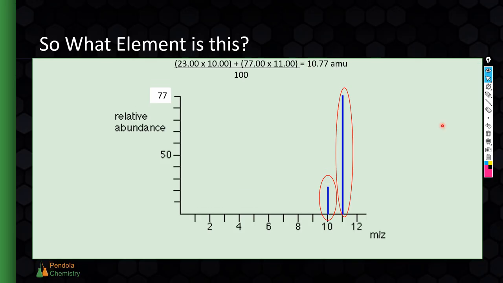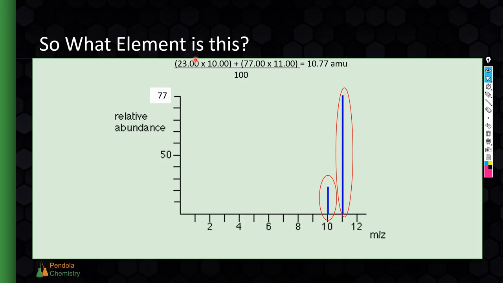So here, we will use the equation. We have a mass number of 10 for this isotope with a percentage of 23. So we will multiply those two, because remember the equation: percentage times mass number, or isotopic mass if we have it. And then we have the second isotope here, the taller of the peaks, which has a mass number of 11. Again, if we had the isotopic mass, we'd use that, but we don't, so we use 11 times 77%, which is the height of the peak.